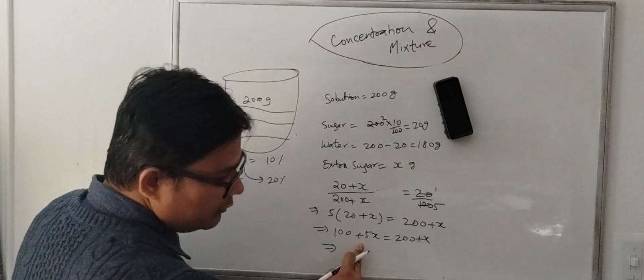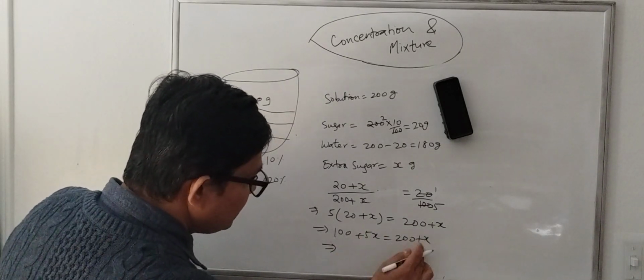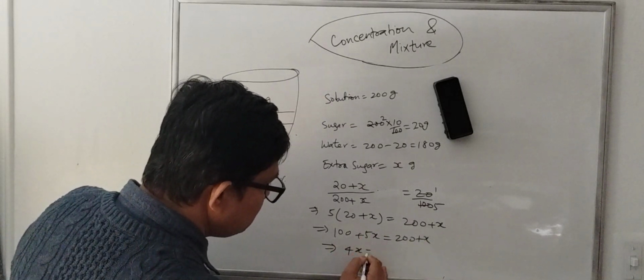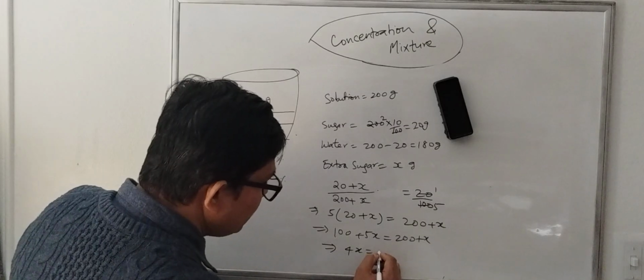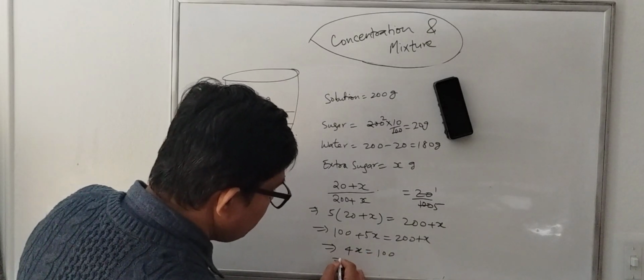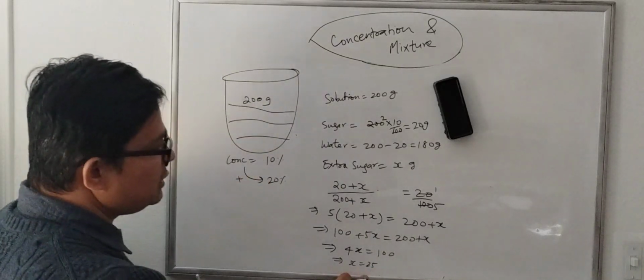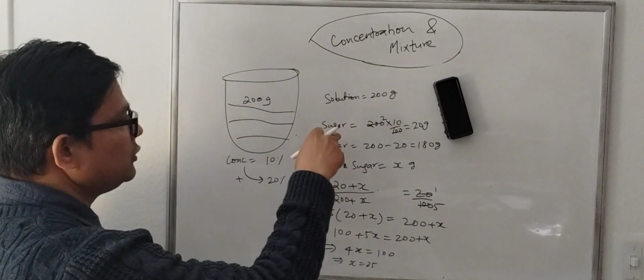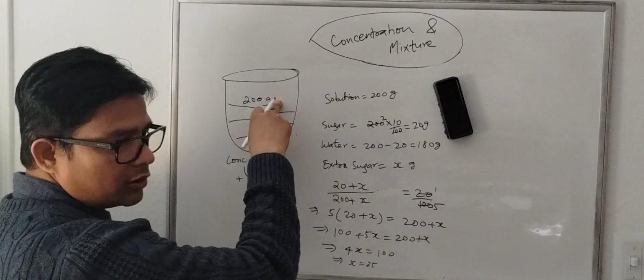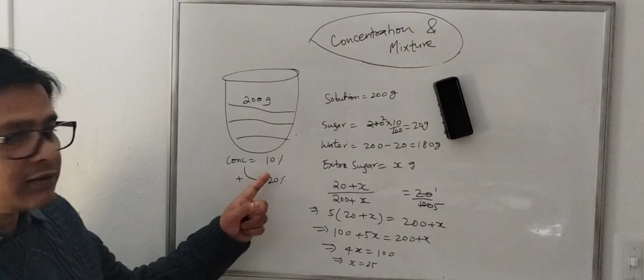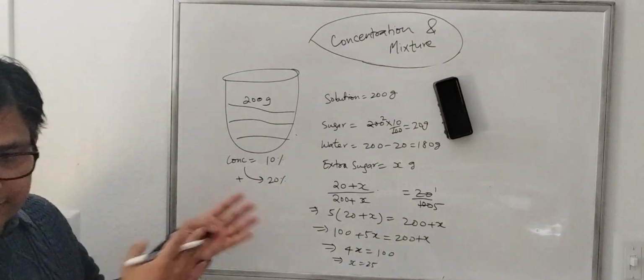Let's bring all the variable terms one side. So 5x minus x will be 4x. All the constants other side. So 200 minus 100, 100. So x will be 25. So you have to add extra 25 gram to this existing solution to change the concentration from 10% to 20%.